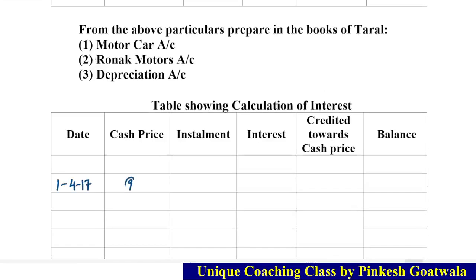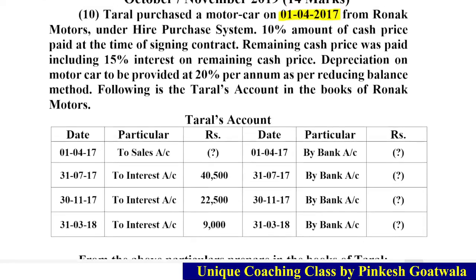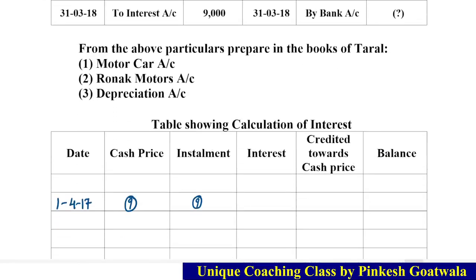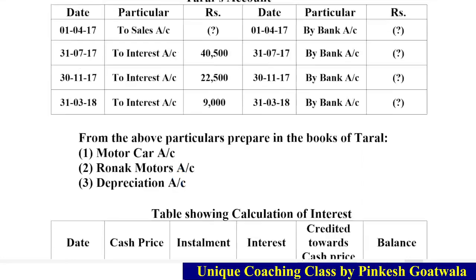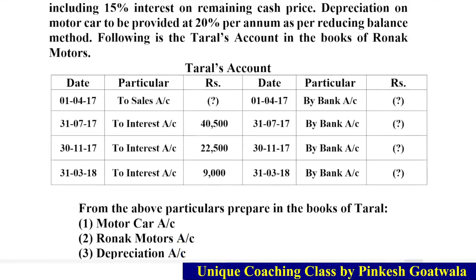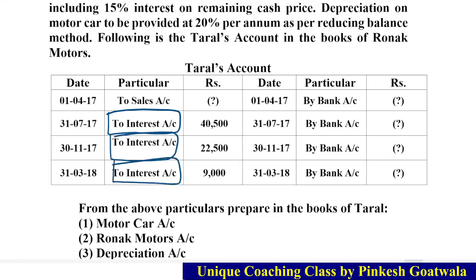Cash price is not given. Down payment also is not given, because here it is clearly told that a 10% down payment of cash price was paid at the time. Then installment. So here installment is not given, but look, interest is given. They give the interest on different dates, and we know that interest is calculated when the installment is paid. Right? When is interest calculated? When we pay the installment. Interest is also included with the installment.